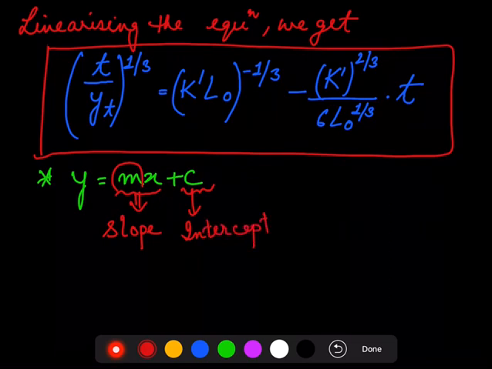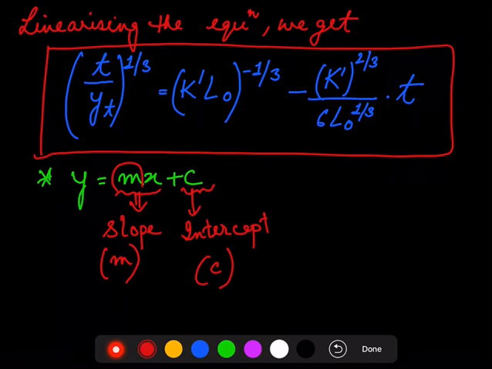Sorry, your m is the slope. Okay, m is slope and c is your intercept. So this is the equation of a straight line. If we plot this in a graph, we obtain a straight line.